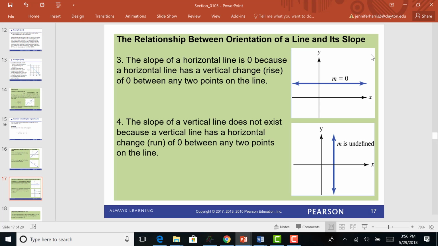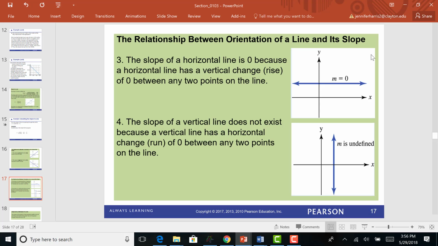So the second one that you see is the vertical line. Now that one has no slope. There is no slope whatsoever. It is totally undefined. So in the homework, it'll say no slope, or it'll say undefined, no solution. Those are the answers you will get if they ask you to find the slope of any vertical line.